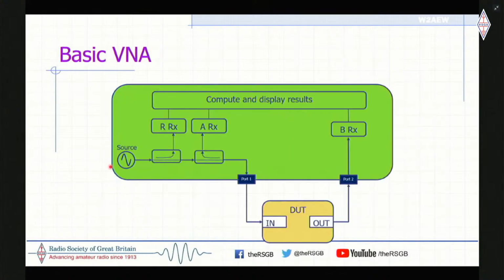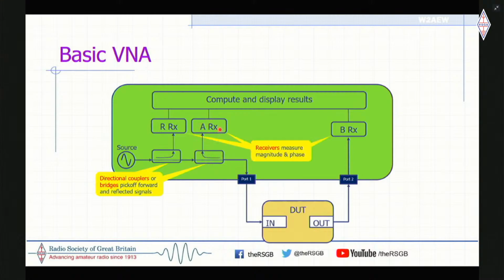This is a basic block diagram of a very simple vector network analyzer. There's a source providing an RF signal. That source comes out through what would traditionally be called port 1 and gets input to our DUT. There are directional couplers or bridges inside the VNA that will pick off a portion of the signal being transmitted, and we'll measure that, as well as any energy that's reflected off of the DUT and comes back into port 1. That gets picked off by this sampler here and measured in this receiver.